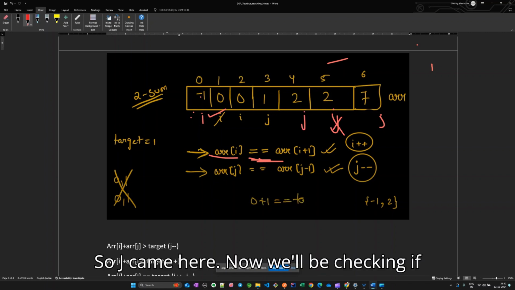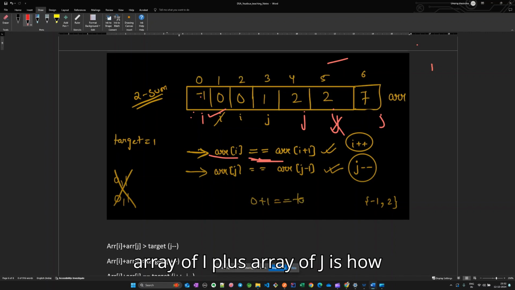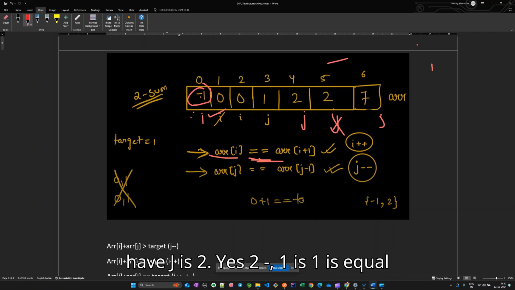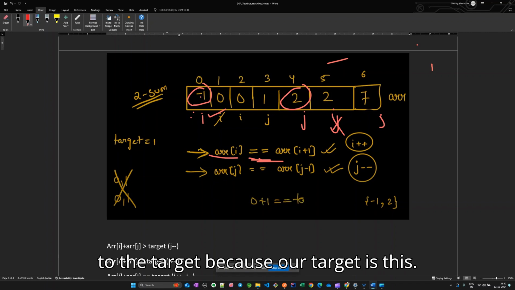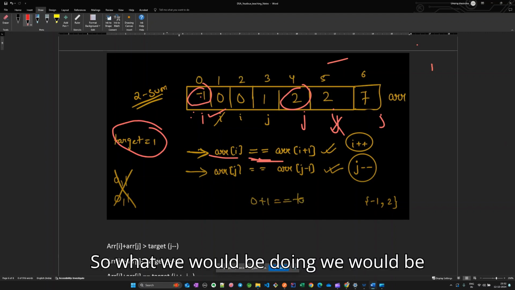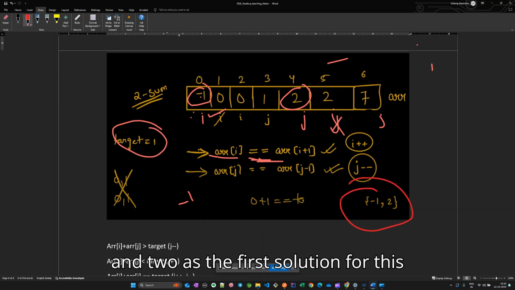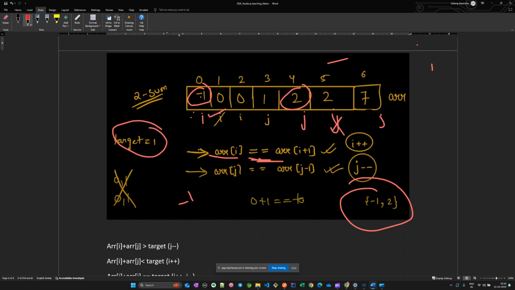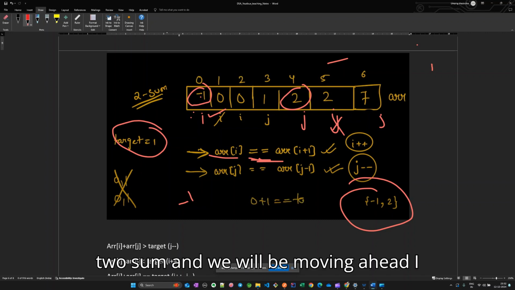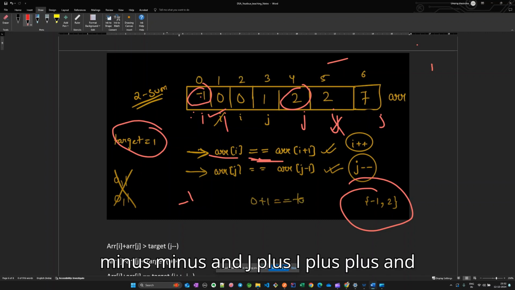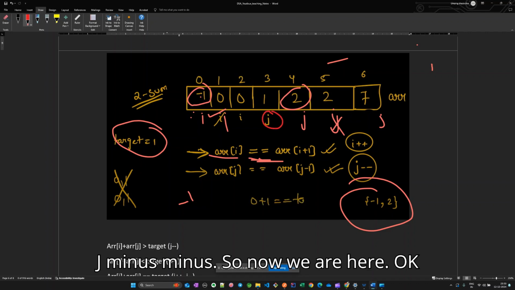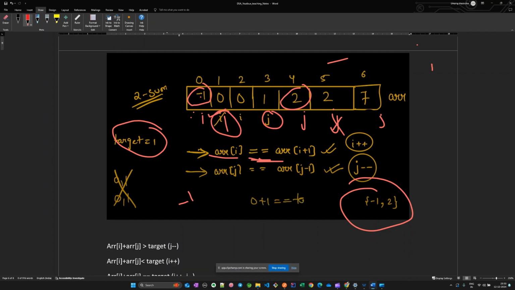So j came here. Now we check whether array of i plus array of j is equal to the target. Array of i is minus 1, array of j is 2. Yes, 2 minus 1 is 1, which is equal to the target. So we keep minus 1 and 2 as the first solution for this two sum. Then we move ahead, i plus plus and j minus minus. So now we are here. Okay.